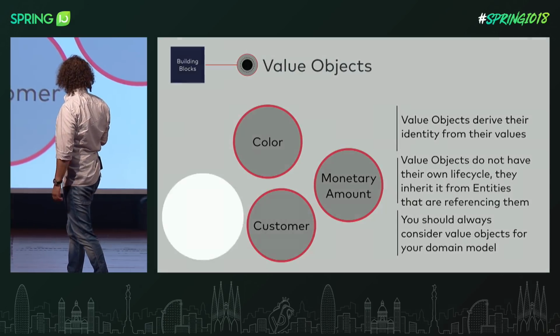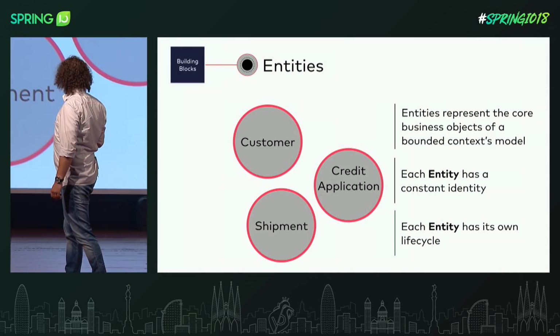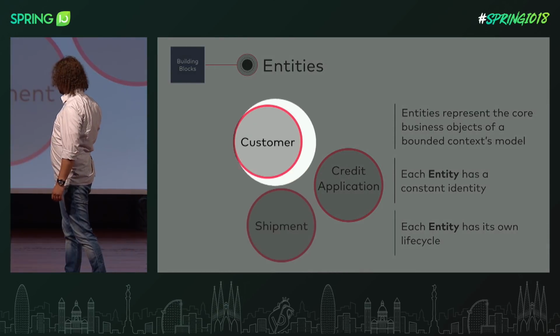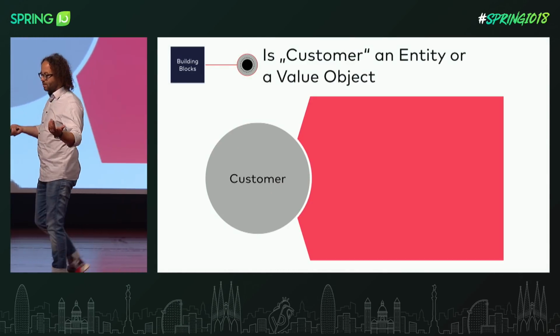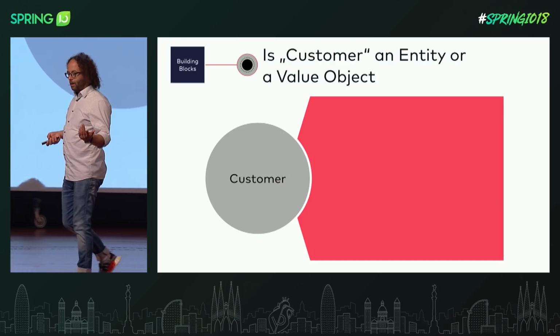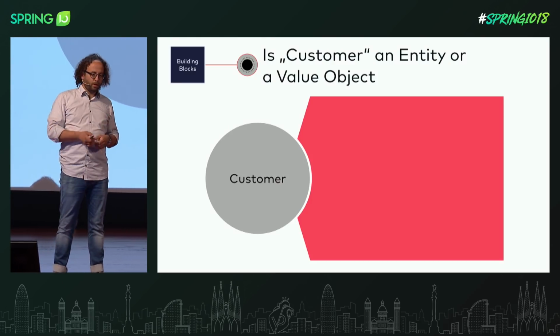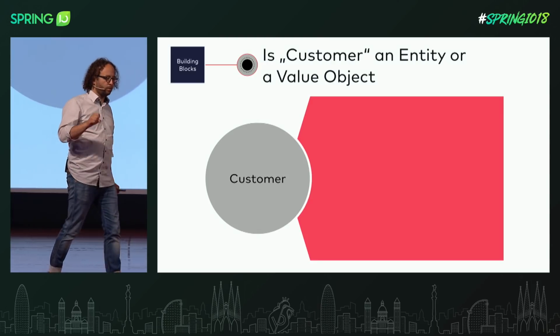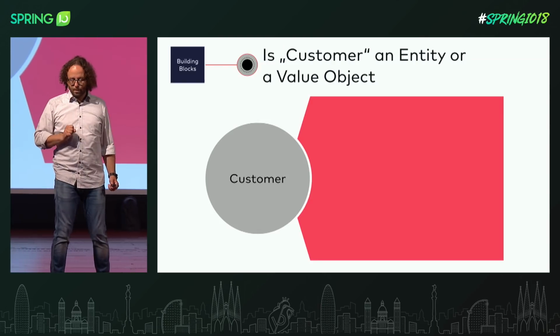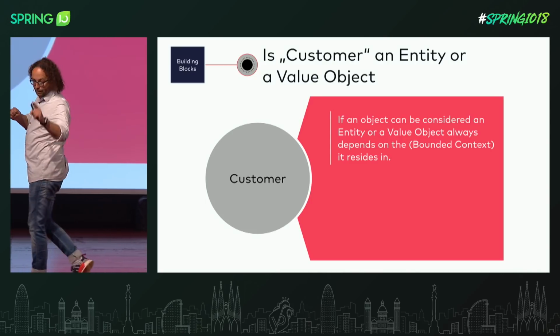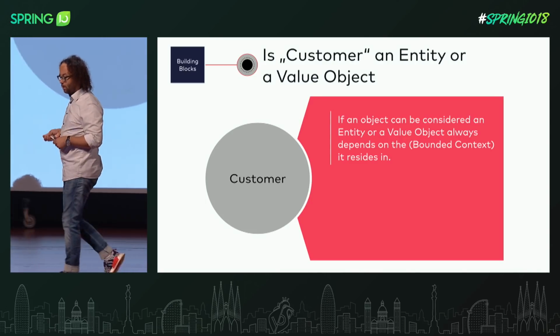We have the customer here, and we have the customer over there as well. Now, what's the customer? Is it an entity or a value object? The answer to that question is the best answer you can always give as a software architect: it depends. And it depends on the context, on the bounded context.